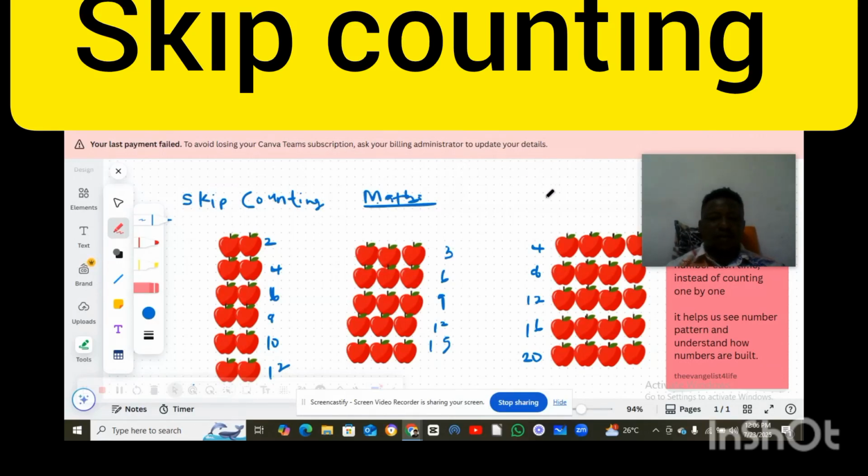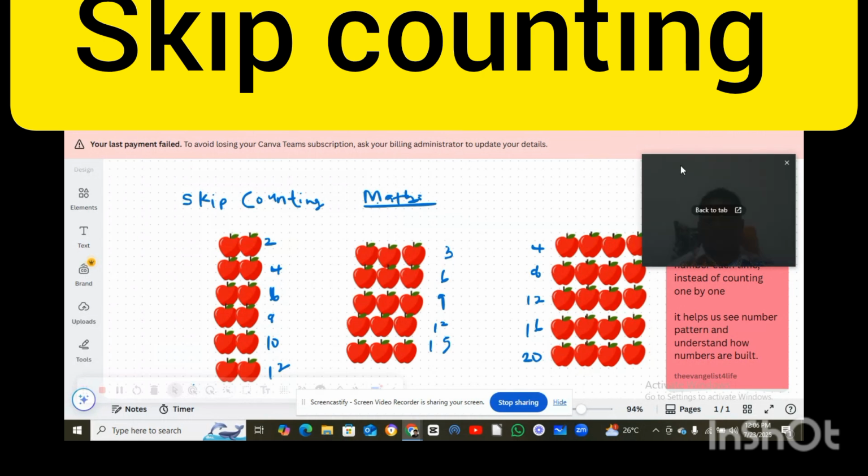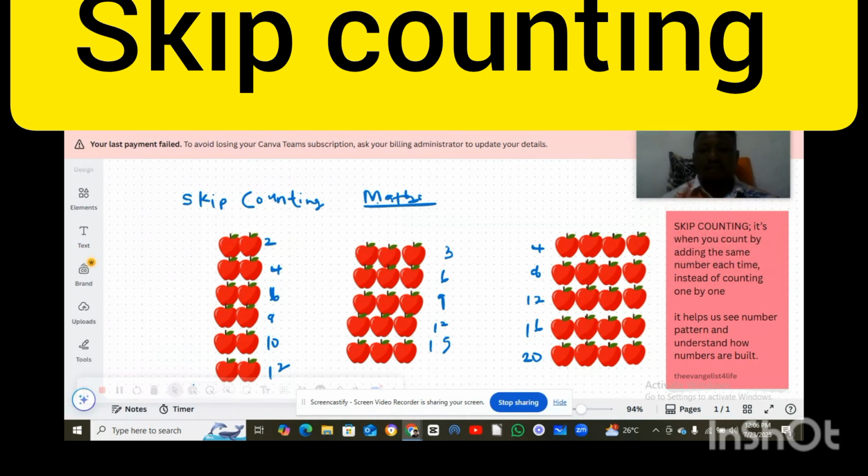Today we talked about skip counting. So, what is skip counting? Yes, I know the definition is here, but you don't need to memorize this. Just look at the board, and you can tell what it means.